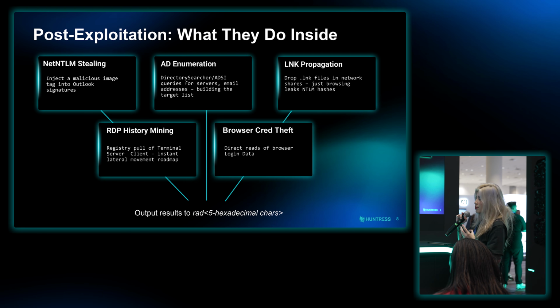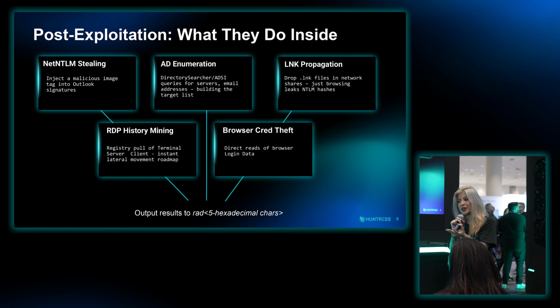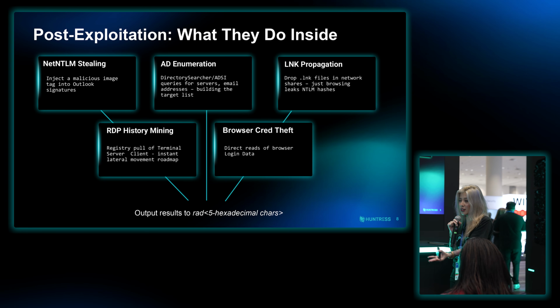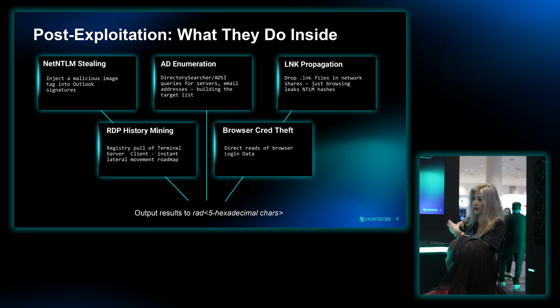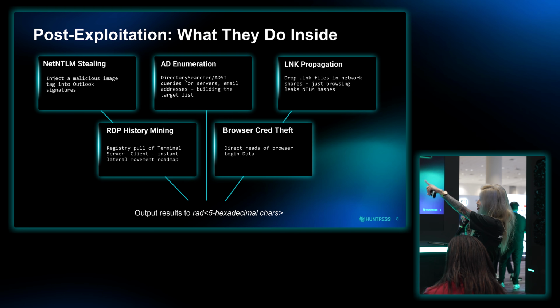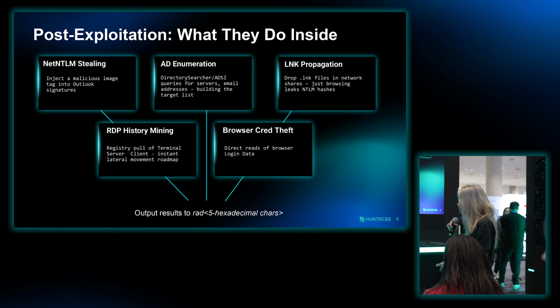RDP mining: they don't even have to touch your Active Directory to know where your other endpoints are located. They're going to pull the registry key Terminal Server Client. This is where it tells you where your endpoint has been connected to through RDP. That's where they're going to go next. Browser credential theft: they're going to directly read your browser login data. They're going to output every result they're running, Net-NTLM, AD enumeration, LNK propagation, everything, to the RAT file.